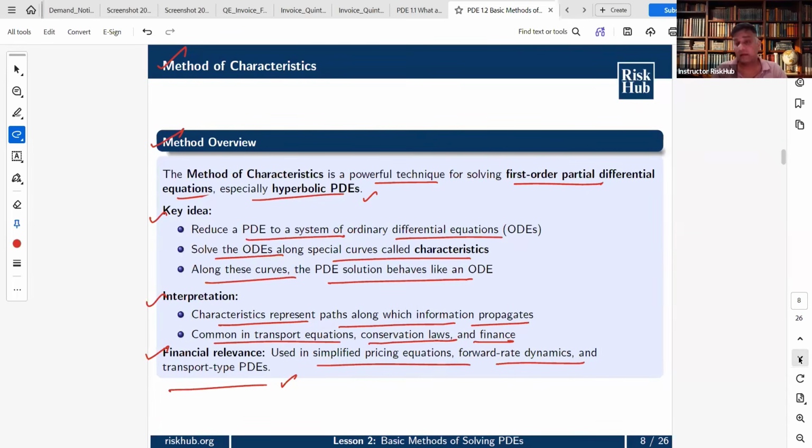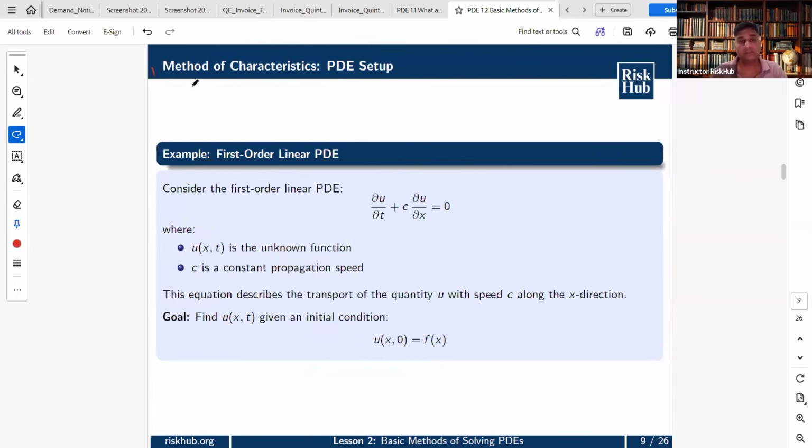Okay. Then we get into the next part, method of characteristics, PDE setup. Example: first order linear PDE, right? The slide gives you the first order linear PDE, partial u by partial t plus c times partial u by partial x equals 0, where u(x,t) is the unknown function, c is the constant propagation speed, and f(x) is the initial profile. The initial condition is u(x,0) equal to f(x). This means at time 0, the shape of the function is known, right? The PDE says the profile moves along the x direction at speed c without changing shape.